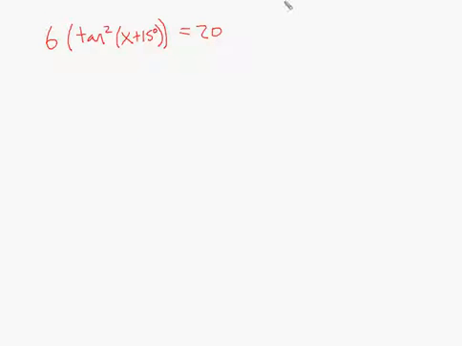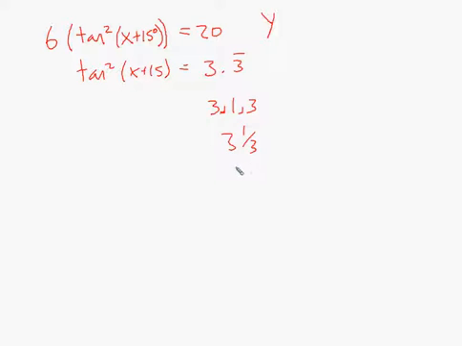Okay, now when we set this up on our calculator, since we are in graph mode right now, I'm going to go ahead and divide by 6 first thing. Let's get that out of the way. So we get 20 divided by 6. Alright, so we get tan squared of x plus 15 equals 3.3 repeated. So we could put that in our calculator as 3 and 1/3, or 10/3, depending upon which way.